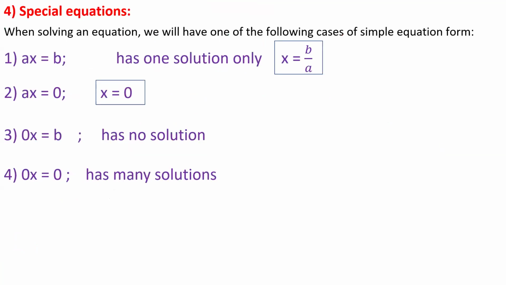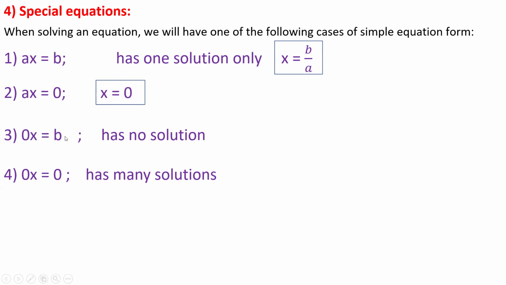We continue. Number 4, special equations, special solutions for equations. When solving an equation, we will have one of the following cases as a simple equation form. If I have ax equal b, a is a number and b is a number, then this equation has only one solution, x equal b over a. Number 2, if I have ax equals 0, x has a coefficient, for example, 3x equals 0, directly I say x is equal to 0 is my solution.